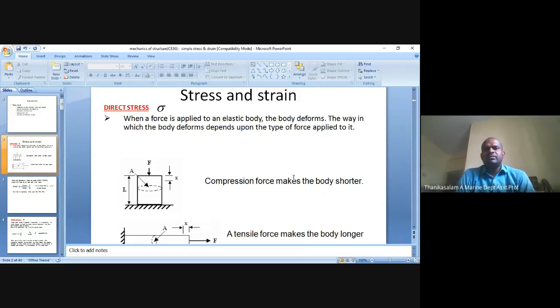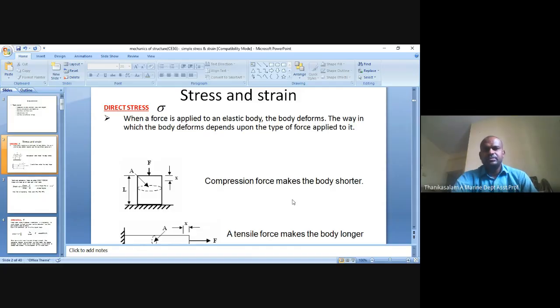Another way we can define stress: the internal resistance force against applied load is called stress. I repeat, the property of the body by which the internal resistance force acts against applied load is called stress.